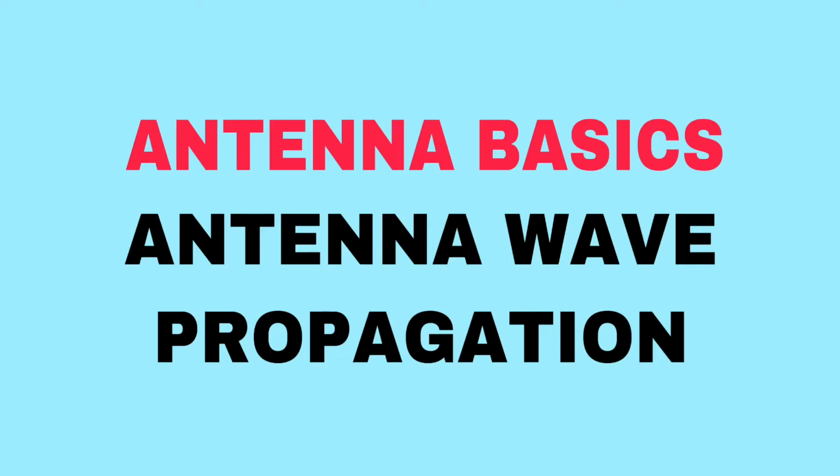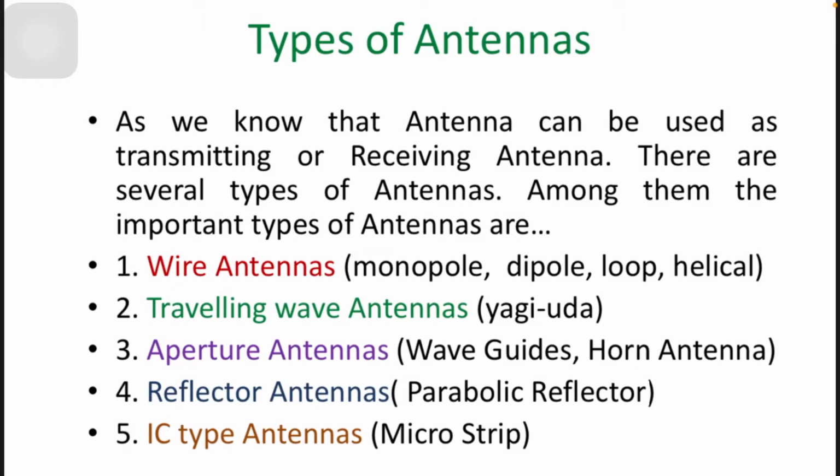Antenna basics from antenna wave propagation. Types of antennas. As we know, an antenna can be used as a transmitting or receiving antenna. There are several types of antennas. Among them, the important types of antennas are wire antennas, traveling wave antennas, aperture antennas, reflector antennas, and IC type antennas.